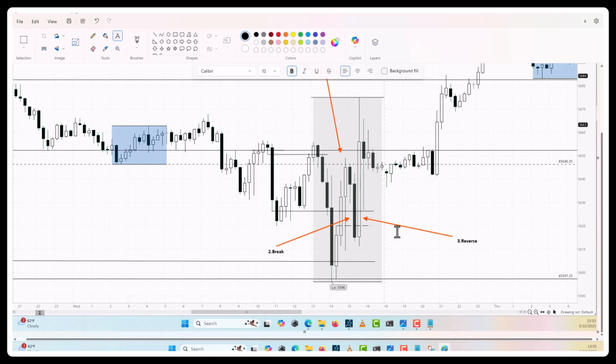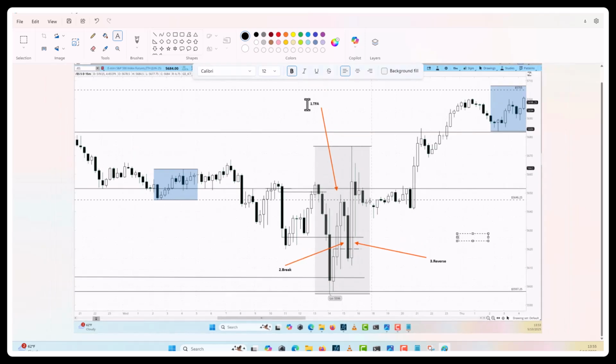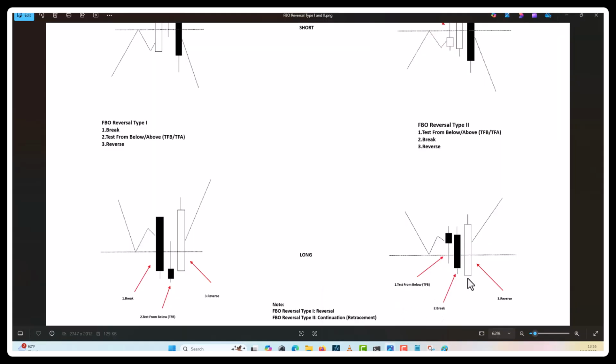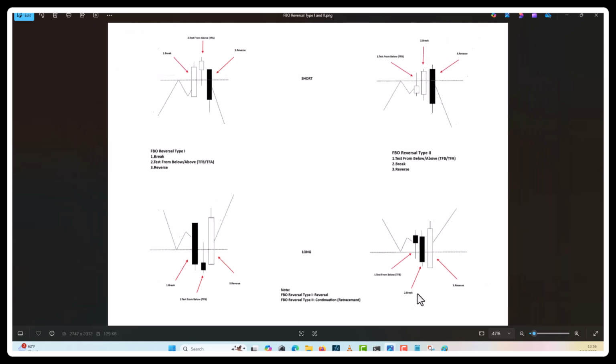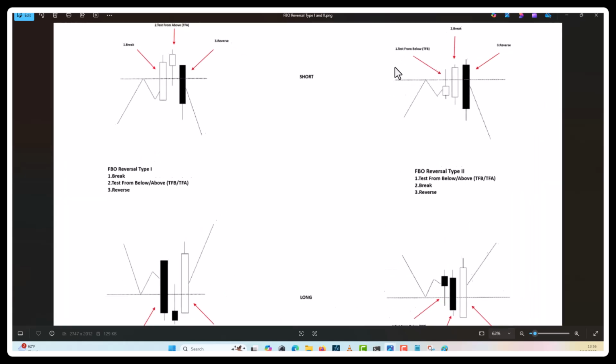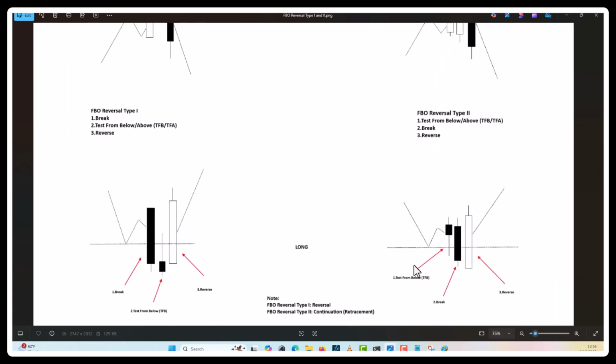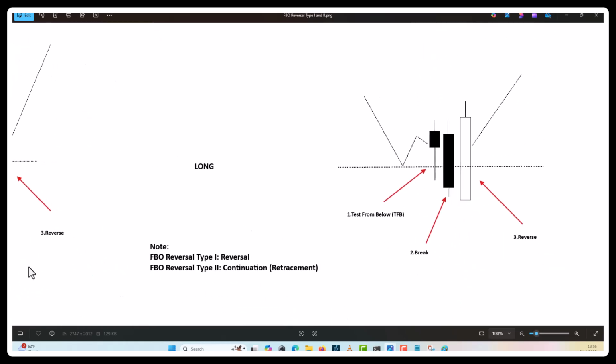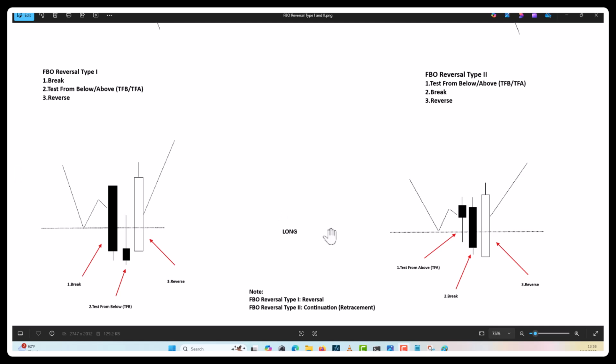Test from above, break, and reverse. See that? Test from above, break, and reverse. That is the type 2 reversal right here. Test from above, right? Test from above, break. Oh, I think we missed both right here. It should be test from above. Yeah, here we say test from below. This one has to be test from above. Yeah, we need to fix this. Let's fix that right now. All right, we just make a quick fix right there. So test from above right there.